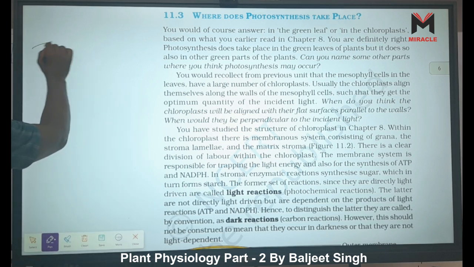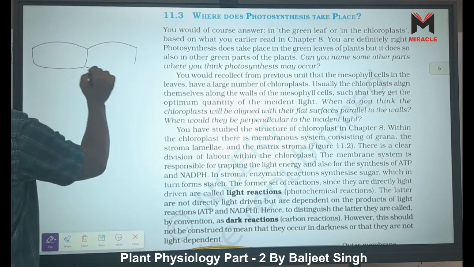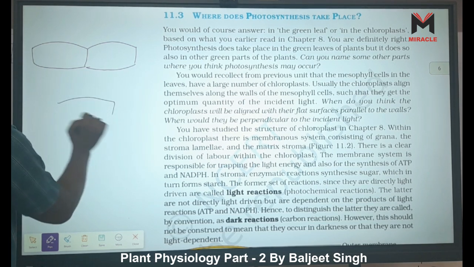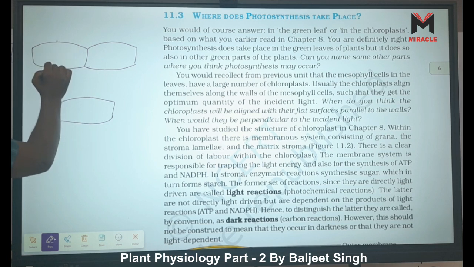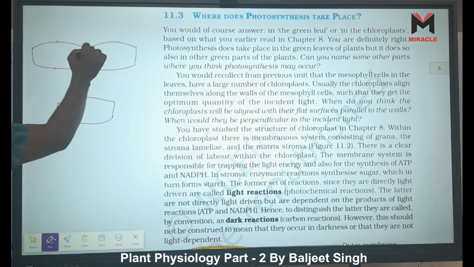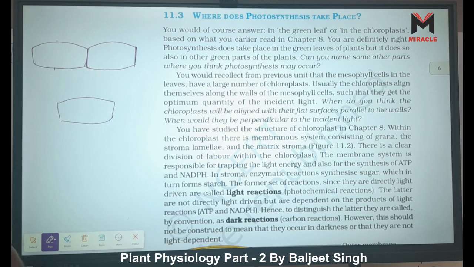Suppose this one is our mesophyll cell. Another mesophyll cell is this one, and another is this one, right? You can understand by this figure. This is the upper and this is the lower. These are called radial walls. These are radial walls, right?